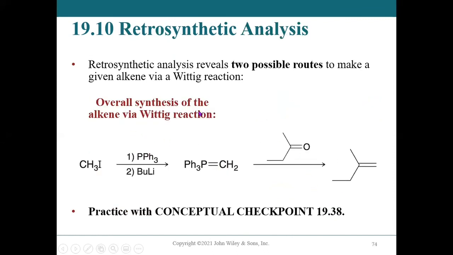And the overall synthesis of the alkene via the Wittig reaction for that last problem is that we use methyl iodide, and then we produce this ylide, and then we add it onto this butanol, and we produce this alkene.